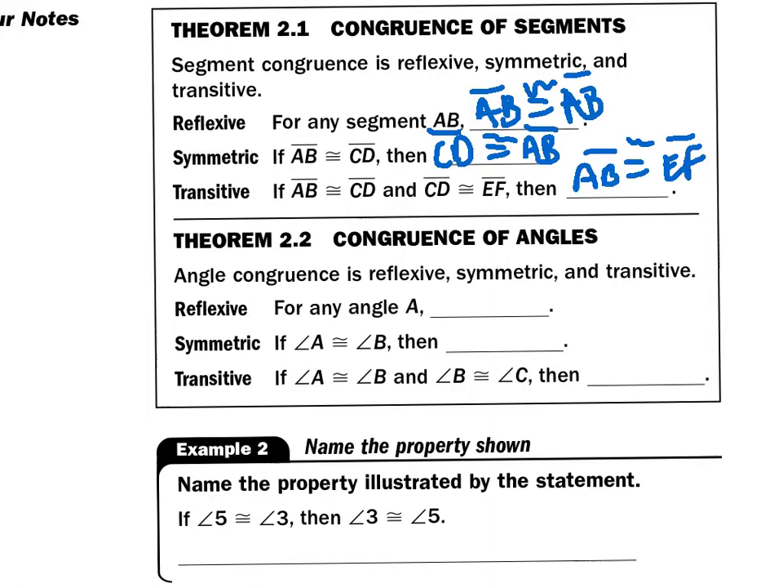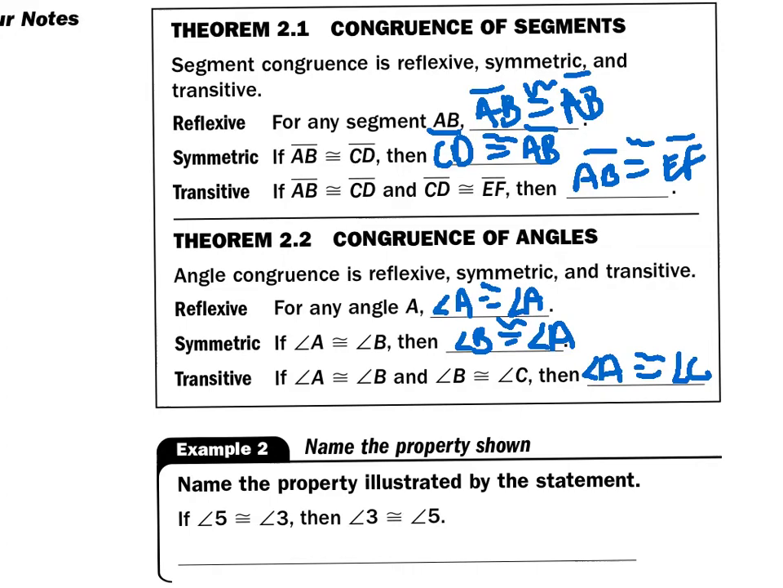And then congruence of angles. We can say the same thing with the angles. For any angle A, the angle A is congruent to itself. And then we can flip it. Angle B is congruent to angle A. And we can use a transitive property. Angle A is congruent to angle C.